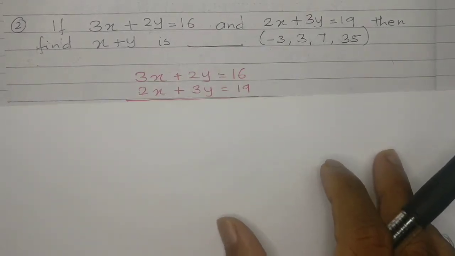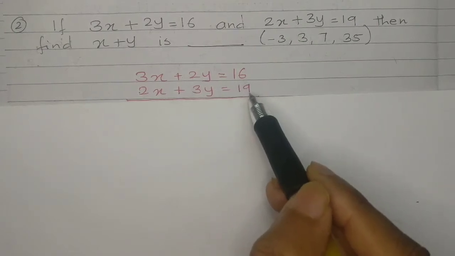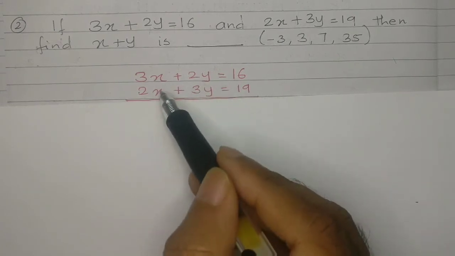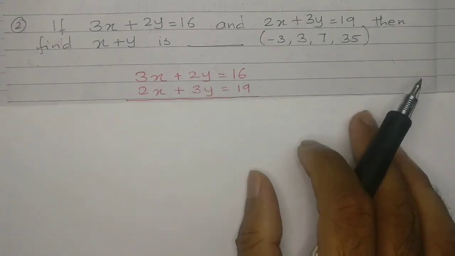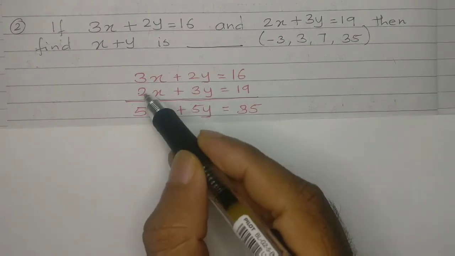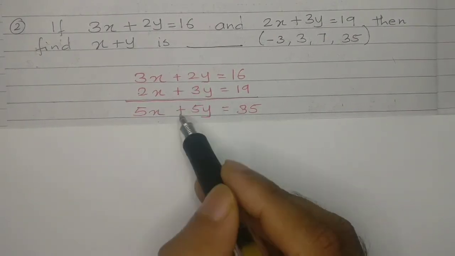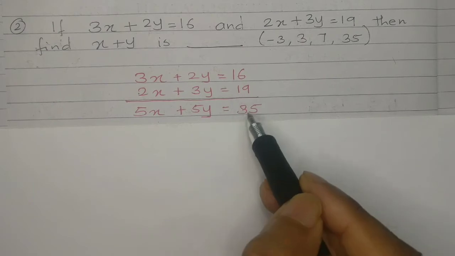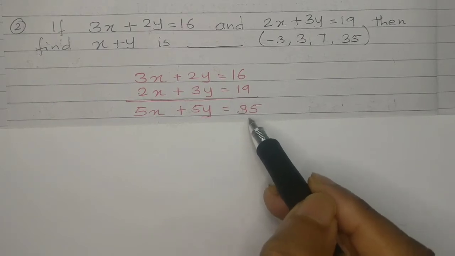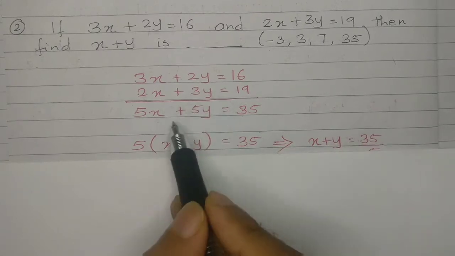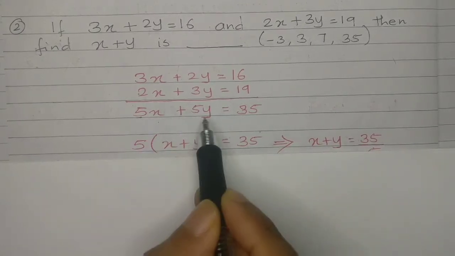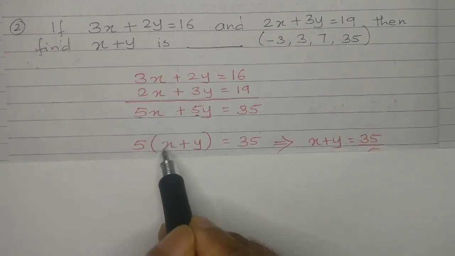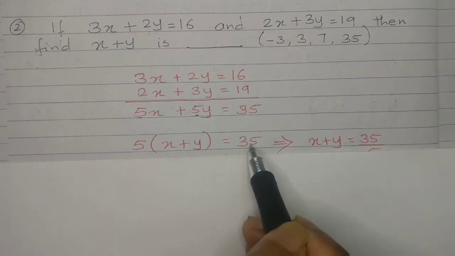So I have written both these equations one below the other, keeping in mind the variables are exactly occupying the same space, and all I'm doing is adding them. So 3 plus 2 is 5x plus 3 plus 2 again 5y is equal to 16 plus 19 is equal to 35. Now what is done over here is I have taken 5 common. There's 5 over here and there's 5 over here. So I've kept that 5 outside the bracket and I've written x plus y equals to 35.